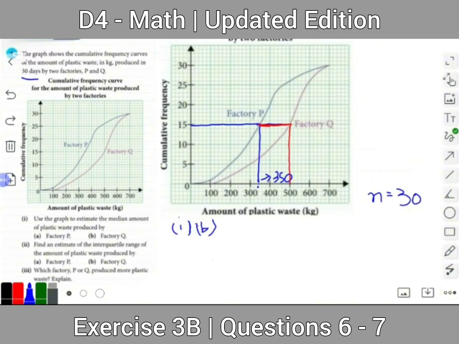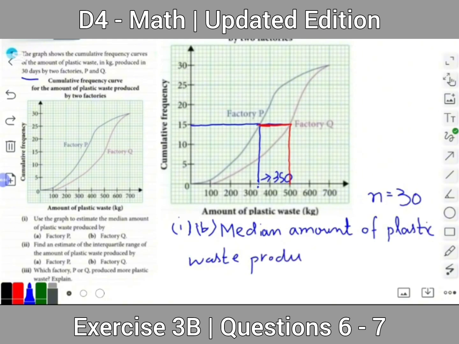So the median amount of plastic waste produced by factory Q is equal to 500 kgs.